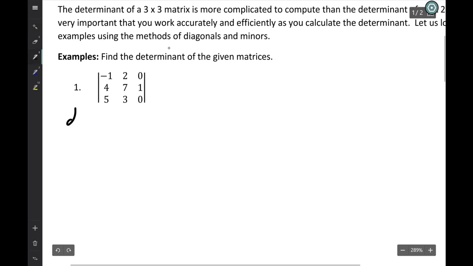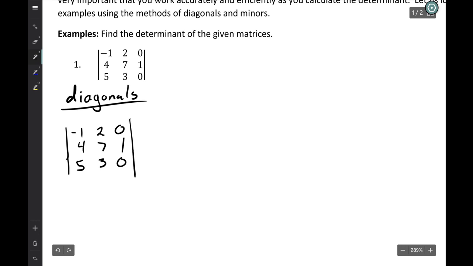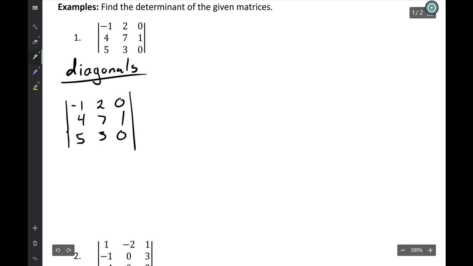Actually use the pen, so diagonals. Okay, so here's what you do. Rewrite your matrix: -1, 2, 0, 4, 7, 1, 5, 3, 0. So rewrite the matrix. Then rewrite the first two columns. So -1, 2, 4, 7, 5, 3.